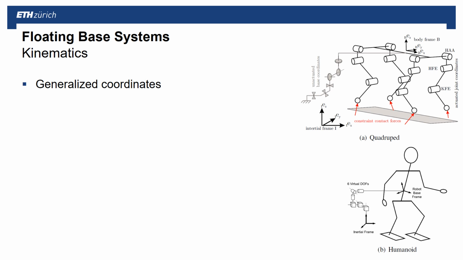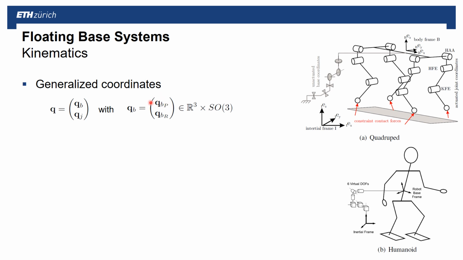And in order to describe the motion of such a floating-based system, we have to describe the motion of the system internally, so how the individual joints are moving, but we also have to describe how the base is moving with respect to the inertial frame. So if I describe this through generalized coordinates, I first have generalized coordinates for the joints as for any other robot type, but then we also have generalized coordinates for the base, indexed with QB.